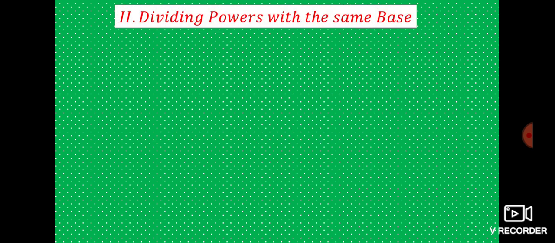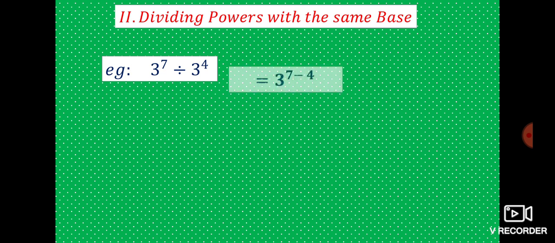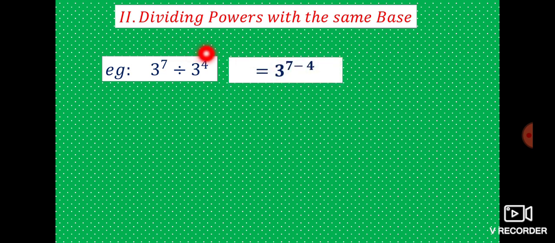That is first law. Second law, dividing powers with the same base. Here, instead of multiplication, we have division. When division comes with the same base, you remember, if the same base and the operation is division, then we can subtract the powers. 3 raised to 7 minus 4 is 3 cube.